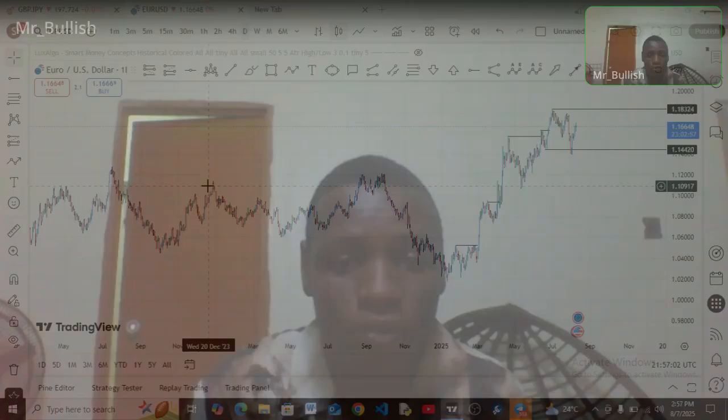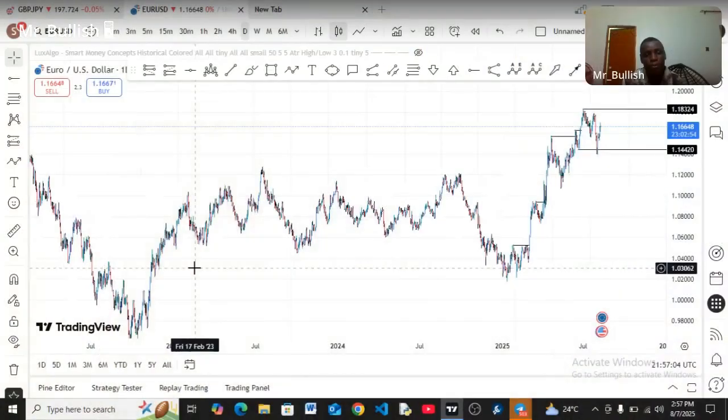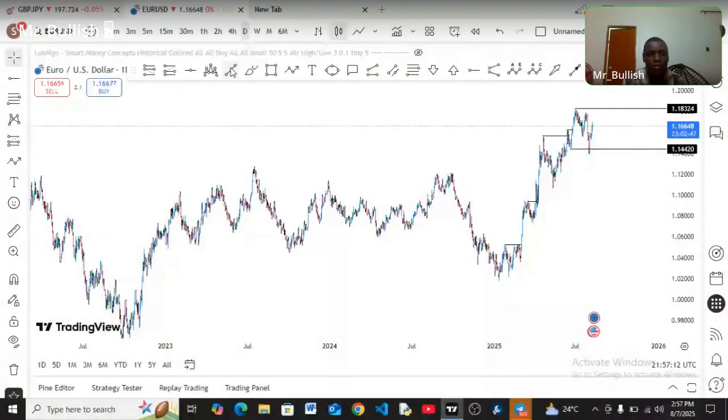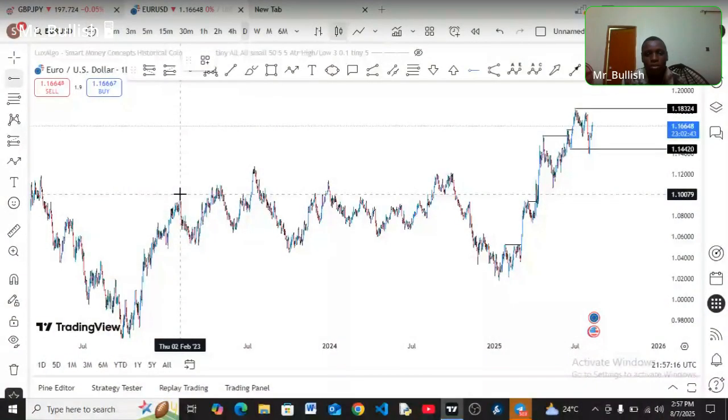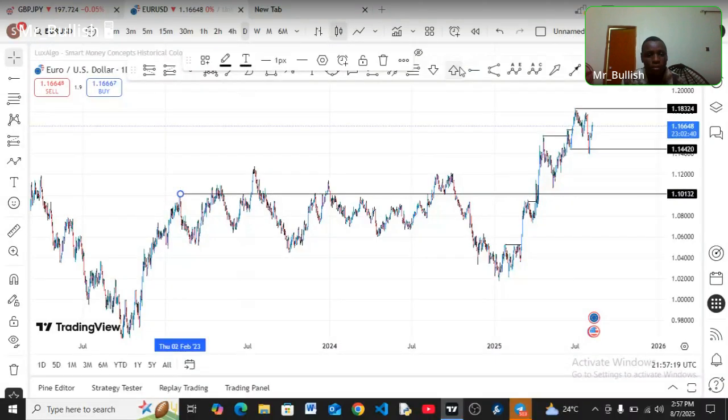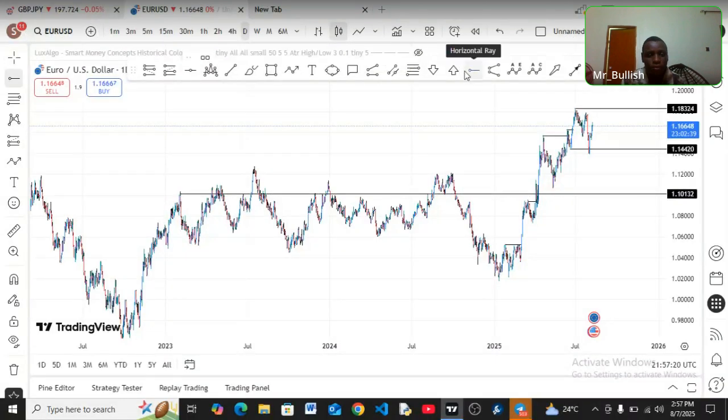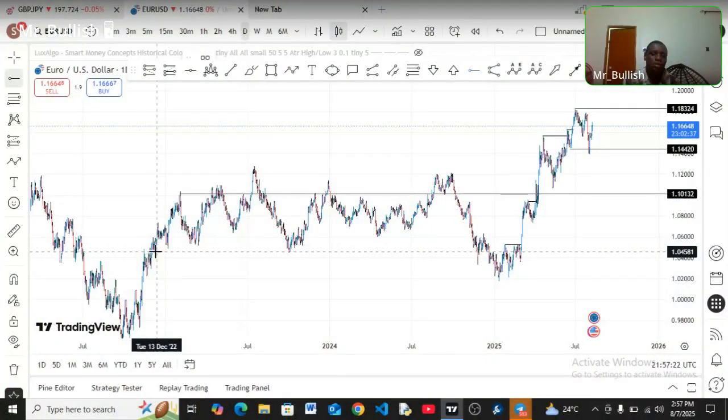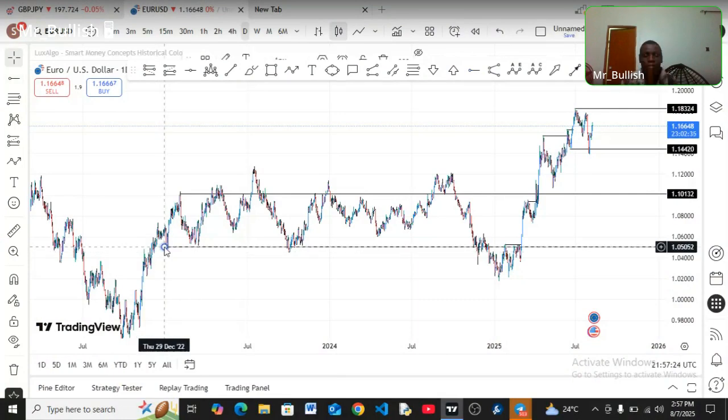So now, if you see this particular point, this is a ranging market here. You understand? Let me mark it. Sometimes a ranging market doesn't look as sweet as you will see in the drawing. This is a ranging market here. You understand? So remember, this is a daily time frame.